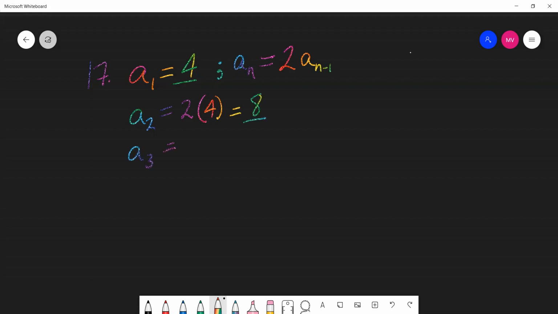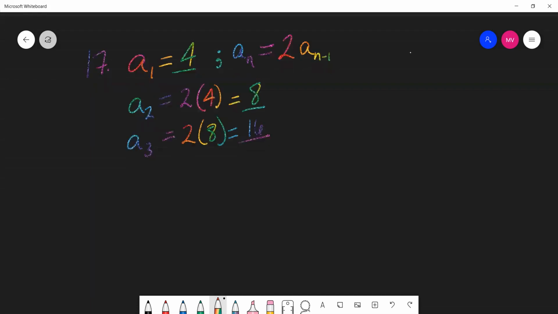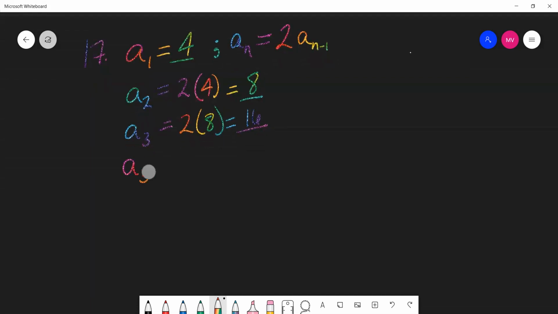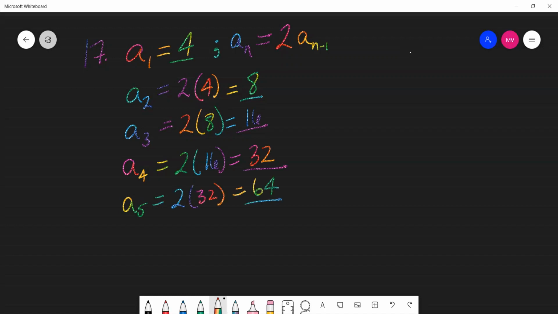The term at position 3 is the term at the previous position, which is 8. Well, let's do 2 first. 2 times 8. So keep the same format. And we find that 8 times 2 is 16. And then the term at position 4 is 2 times the previous term, which is 16. So we're looking at a geometric sequence here. So 2 times 16 is 32. And then our last one, the term at position 5 is 2 times the previous term, which is 32. And we get 64. And we are done. Our sequence is 4, 8, 16, 32, and 64.